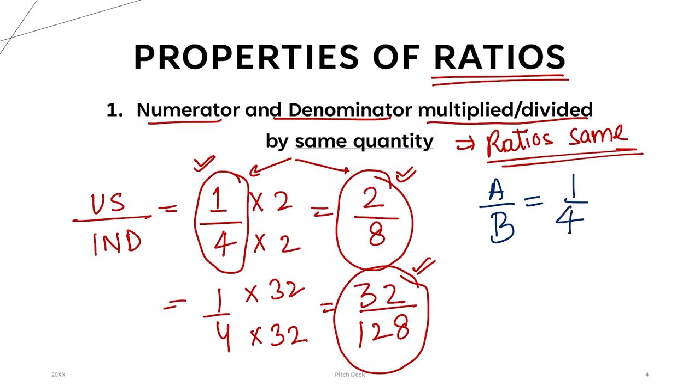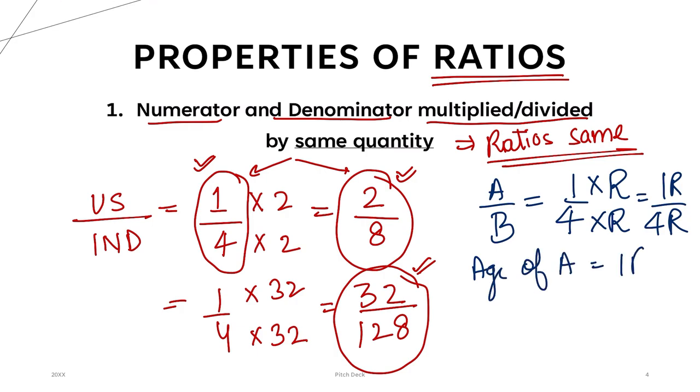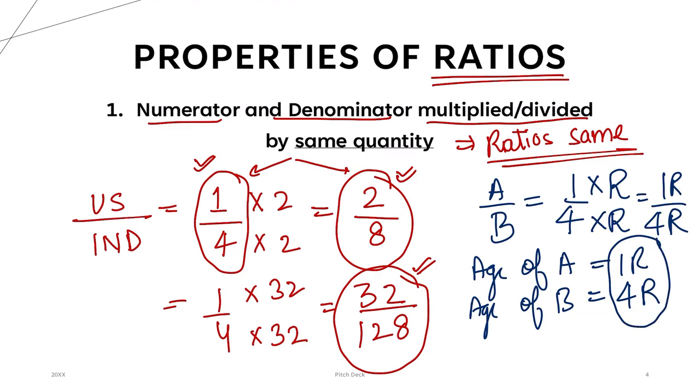Now, if someone tells you this is the age of A and B and their ratio is 1:4, if I simply multiply both numerator and denominator by the same quantity, I will get 1 hour and 4 hour. So I can say that the age of A is 1 hour, then the age of B is 4 hour. Since both are in the same variable, this will be easy to solve whenever a question comes. Just note this down.